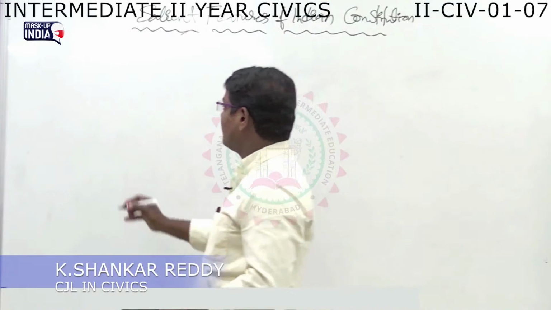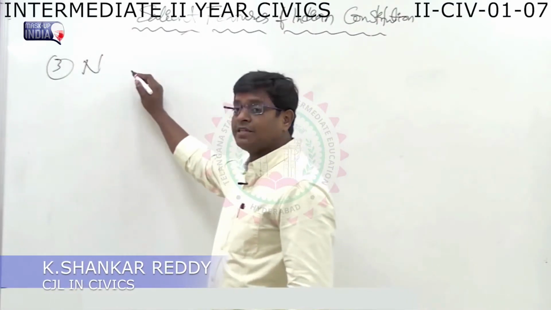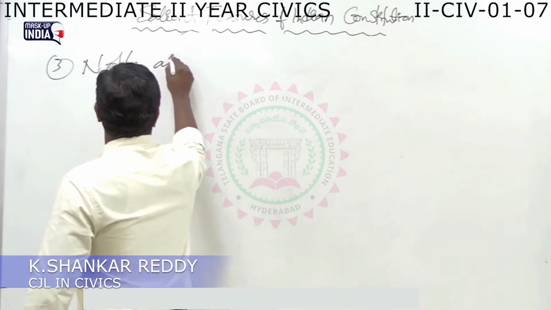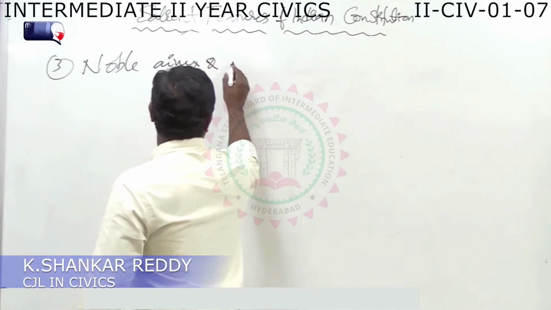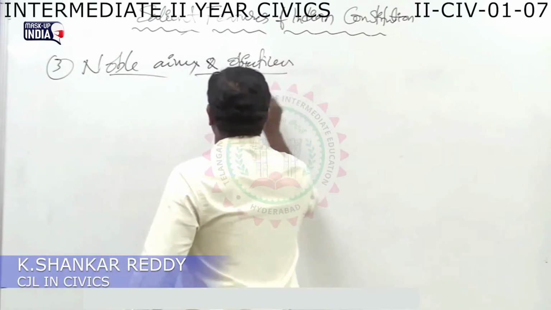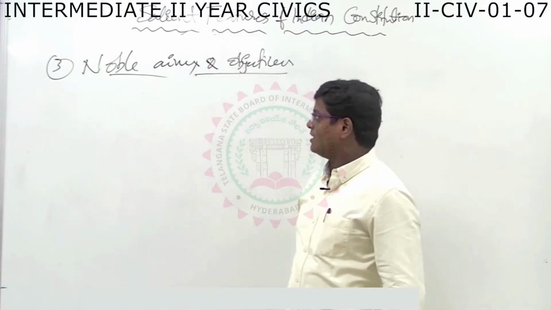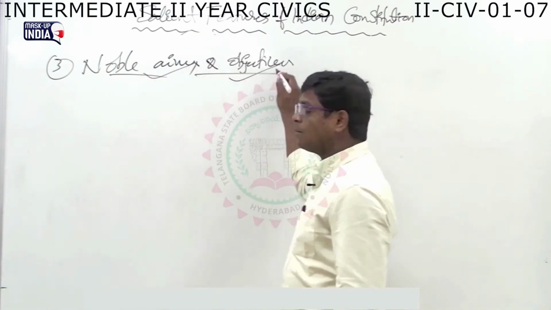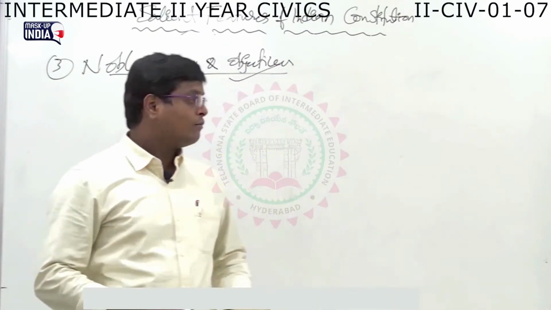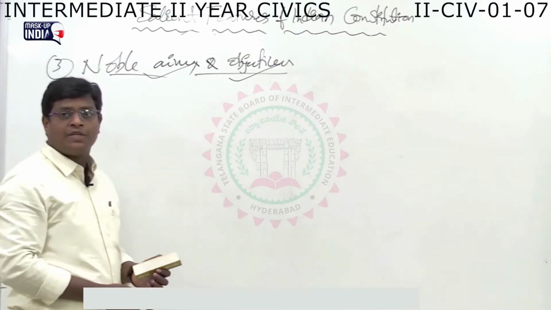The next one is noble ideas, aims and objectives. The third essential element or salient feature of the Indian Constitution is its noble aims and objectives. When you observe the preamble of the Indian Constitution, we find the noble aims and objectives. So, what are the noble aims and objectives?